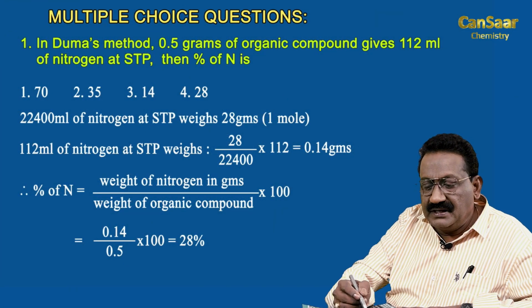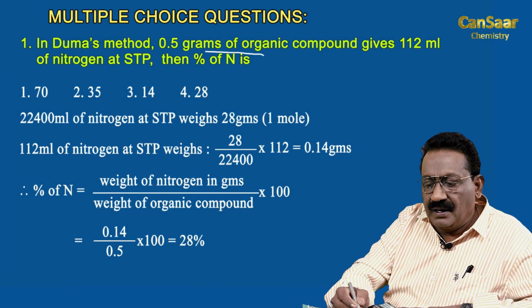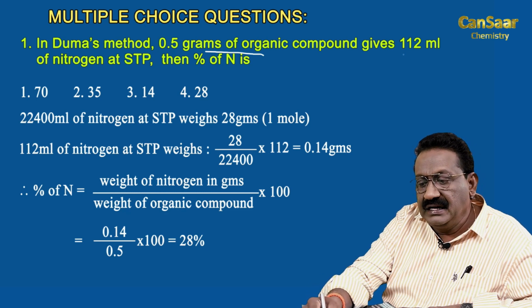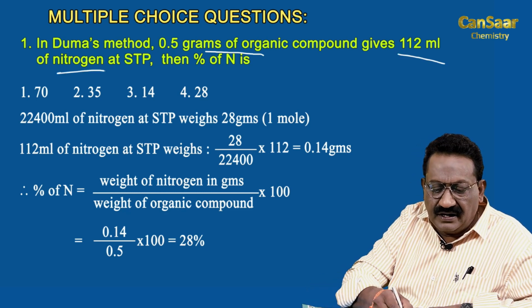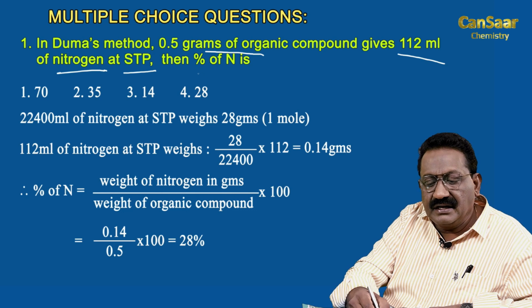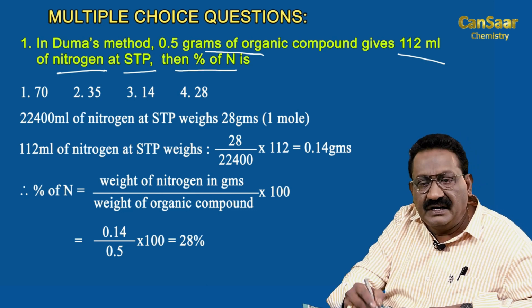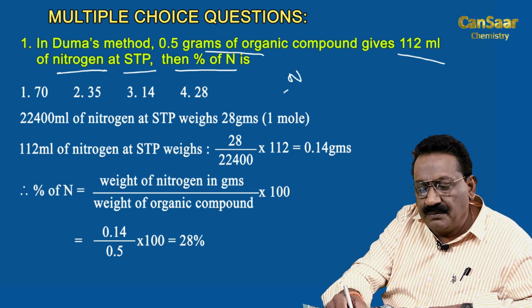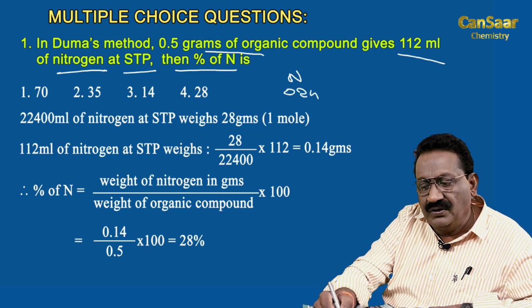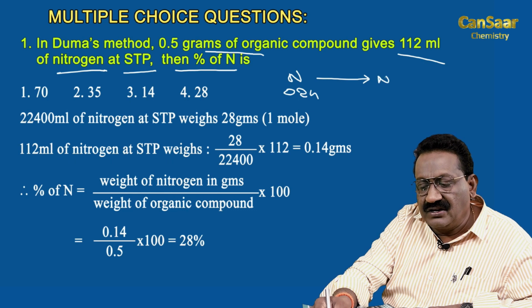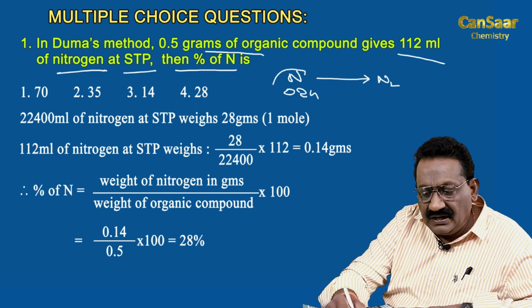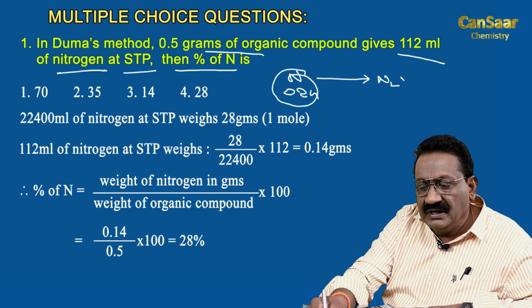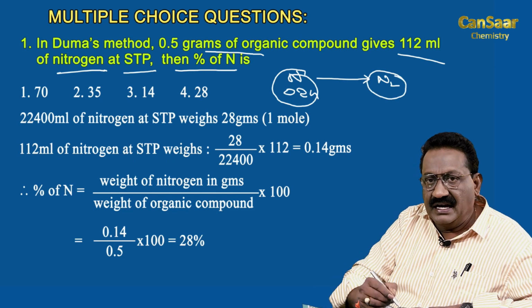In Dumas method, 0.5 grams of organic compound gives 112 ml of nitrogen at STP. Then calculate percentage of nitrogen. Here in Dumas method, for the estimation of nitrogen present in the given organic compound, it is estimated as nitrogen gas.